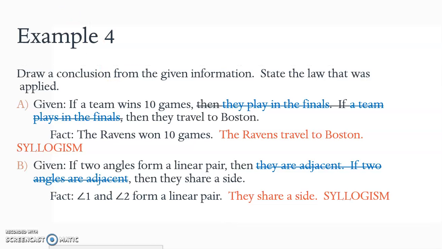Now we did two examples of syllogism, but if you wanted to recognize detachment, just know that they would only give you one conditional statement instead of two, and then you could recognize a detachment example.